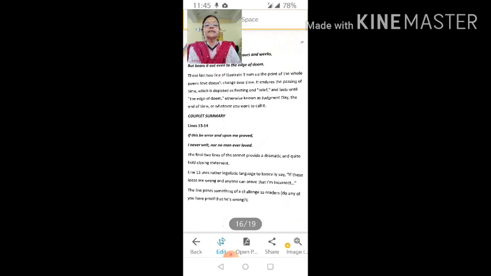Line 13 uses rather legalistic language to basically say, if these ideas are wrong and anyone can prove that I am incorrect, the line poses something of a challenge to the readers. Do any of you have proof that he is wrong?